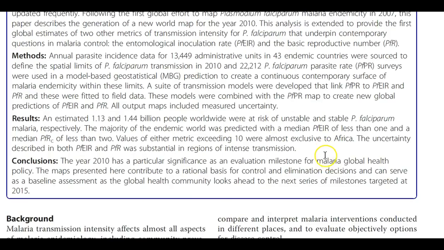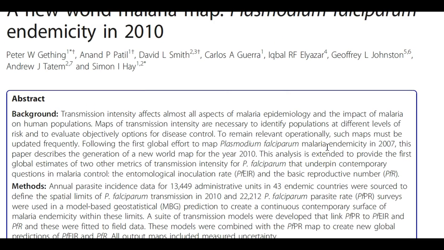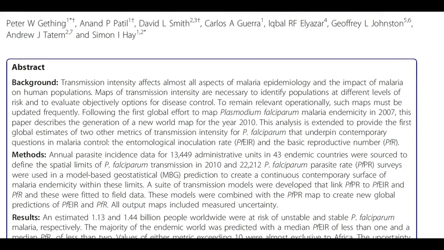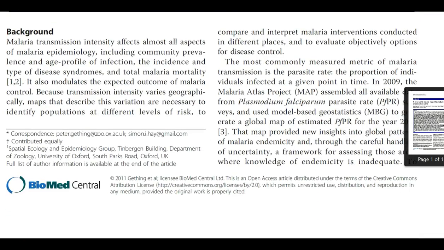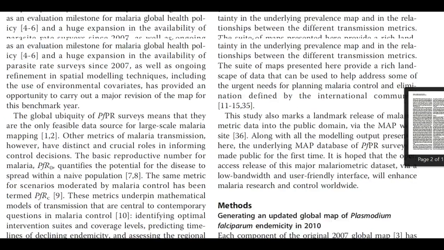Oftentimes, the name that appears first gets the lion's share of the credit, but in reality, 1, 2, 3, 4. These 4 did the lion's share of work, and these others commented. I want to show you something very important about these. After the background, they're from England, so it gives an address where the principal authors are.